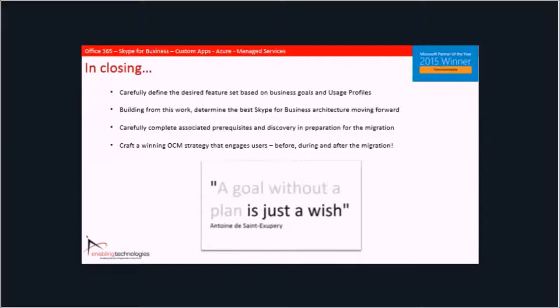Once you've defined that architecture, make sure that you carefully complete the associated prerequisites and discovery in preparation for the migration. And lastly, before we flip the switch and start putting these servers in place, make sure that you craft a winning change management strategy that engages the users before, during, and of course, ever importantly, after the migration.